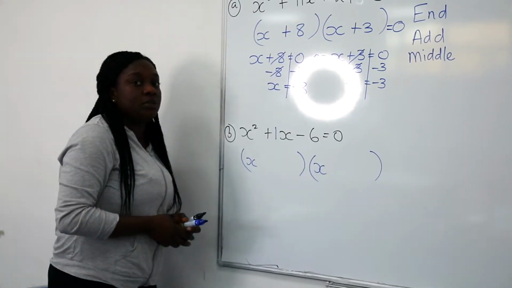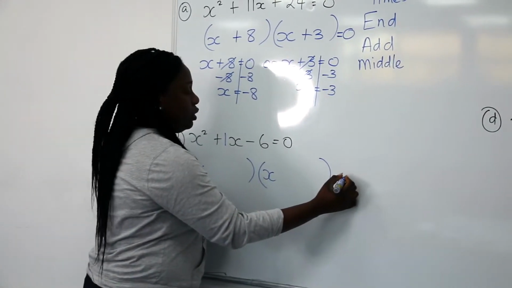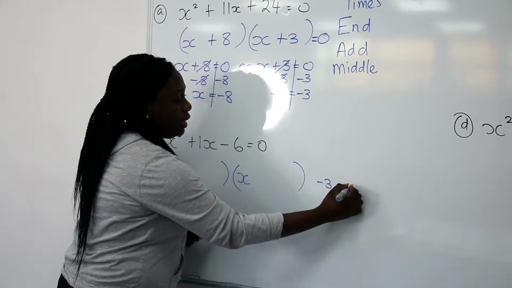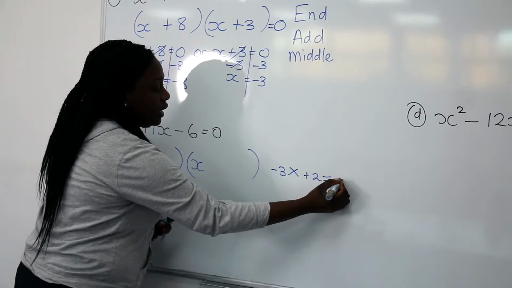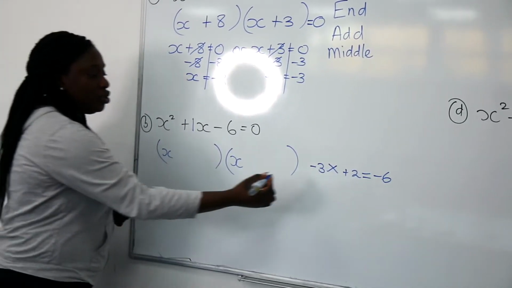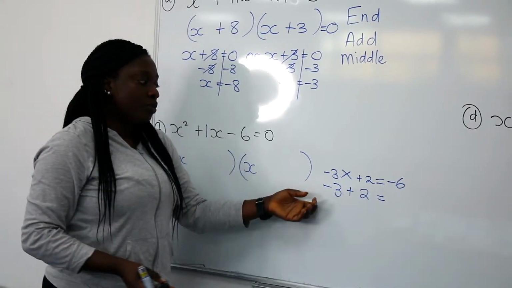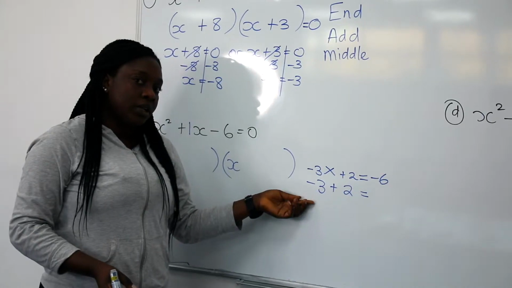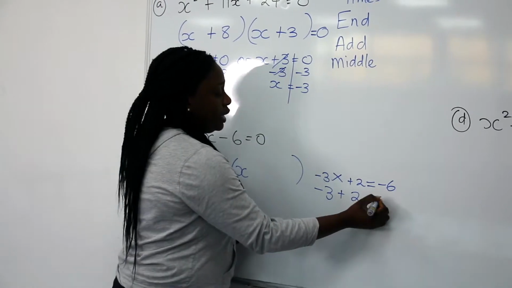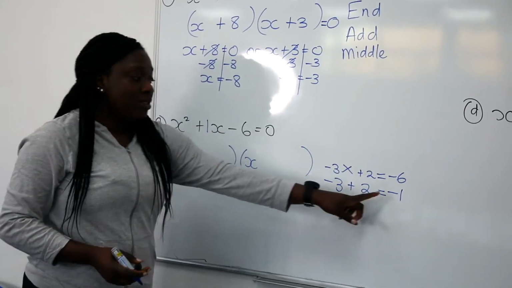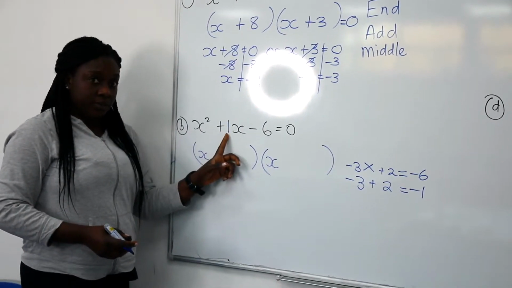I need two numbers that will times together to give minus 6. I'm going to have to go for negative 3 and positive 2. If I times them together, yes, I get a negative 6. Now let's try and add the same numbers together. To add them, if you struggle with adding negative numbers, just use your number line. On the number line, minus 3 add 2 will give us a negative 1. But that's not what we're looking for. Go back to the equation. We're looking for a positive 1.